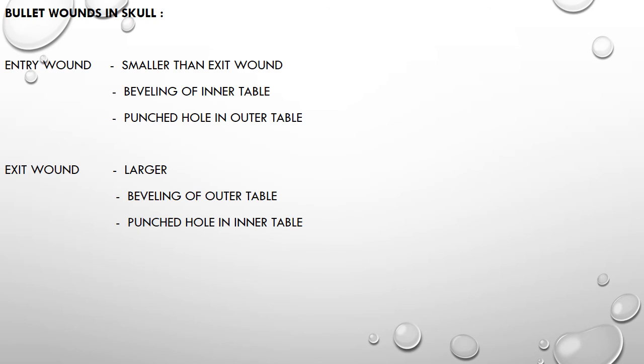Bullet wounds in skull. The entry wound is smaller than the exit wound. Beveling of the inner table of the skull. Punched hole in the outer table of the skull. The exit wound is larger than the entry wound. Beveling of the outer table of the skull. Punched hole in the inner table of the skull.